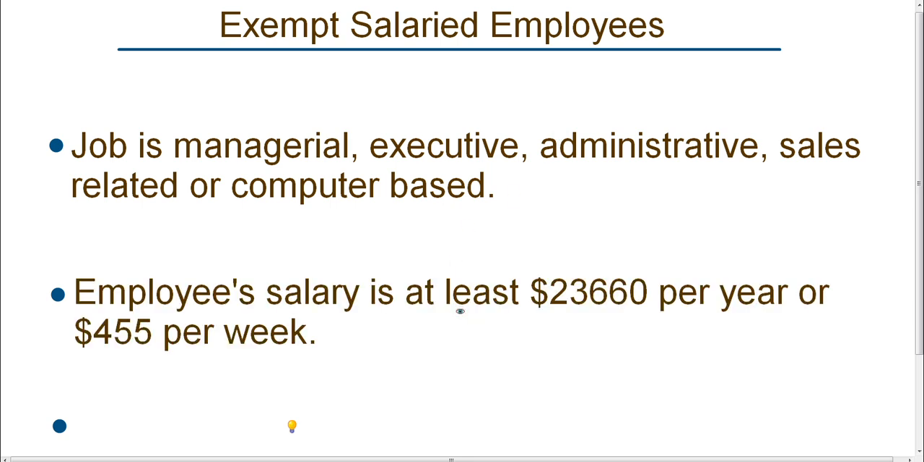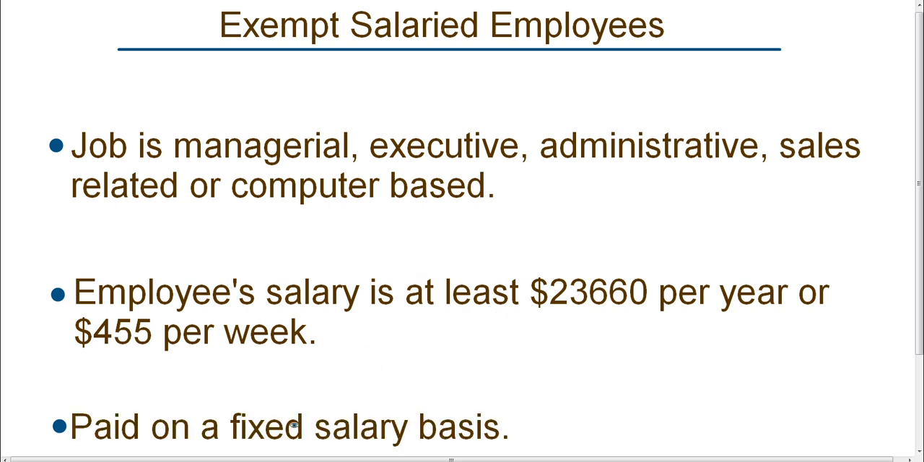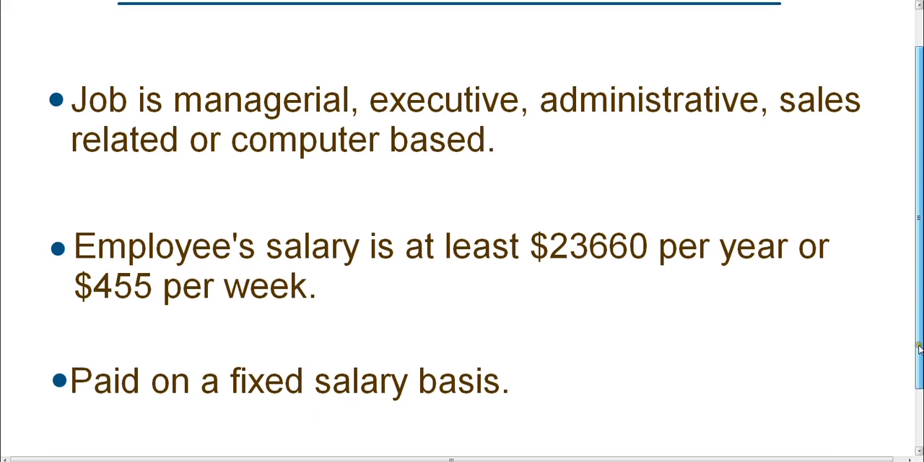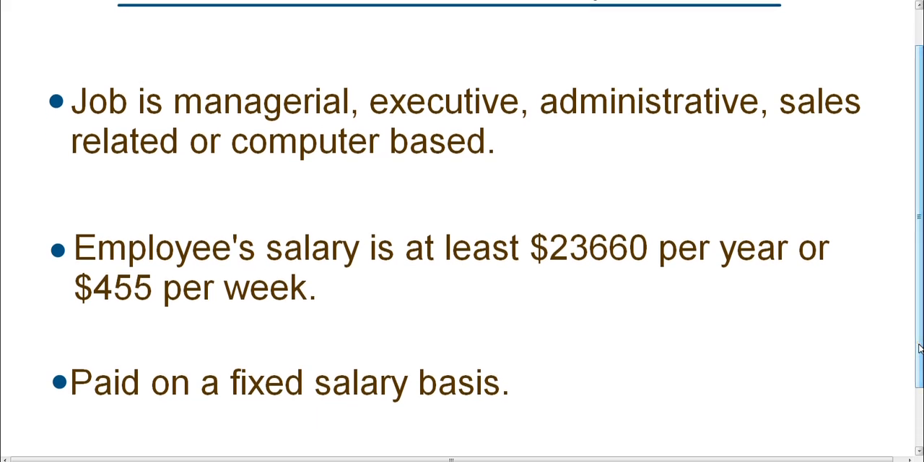The employee must also have a salary that is at least $23,660 per year, which breaks down to about $455 per week. This is the minimum salary in order to be exempt from overtime pay. And lastly, the employee must be paid on a fixed salary basis. So they must be paid that salary each and every pay period.